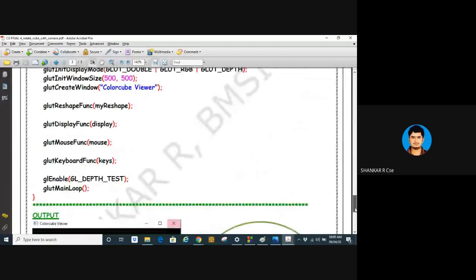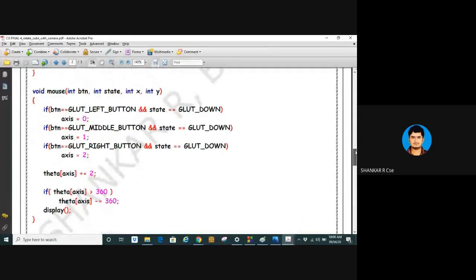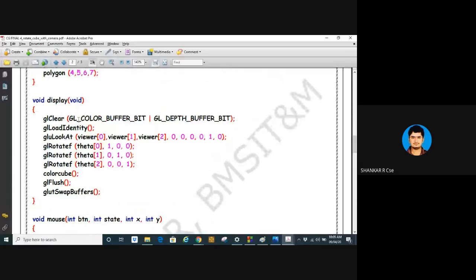Now come to the main. All right, so this is initialization. Since it's a 3D animation, I use double buffering, and I should enable the depth as well. This is my window size. All right, now let me first talk about display. So go to display. In display, all these were done yesterday. The initial diagram.